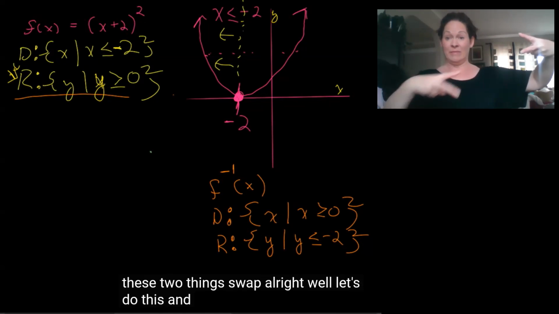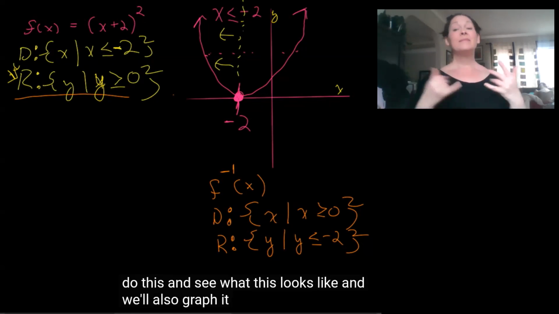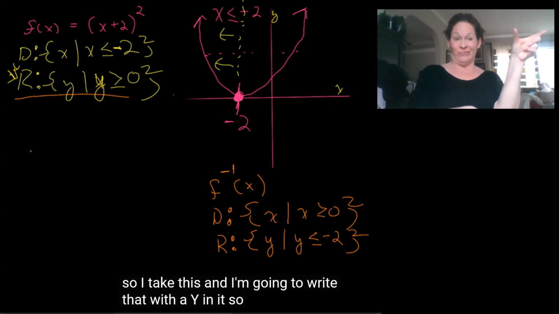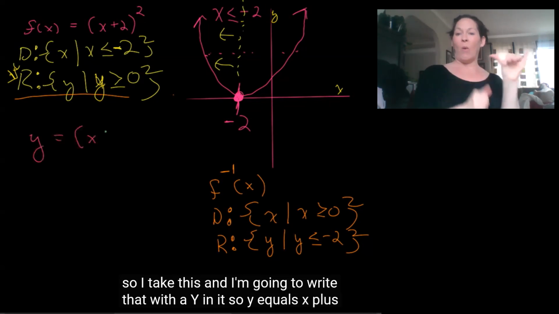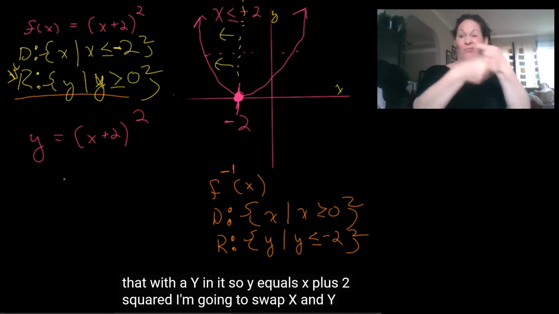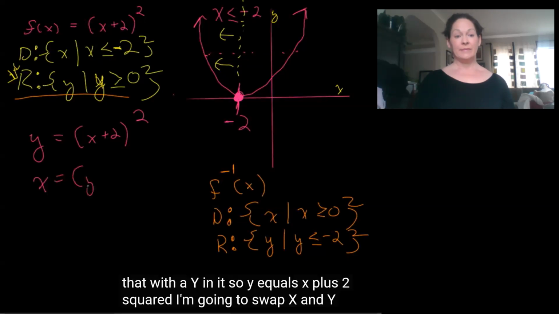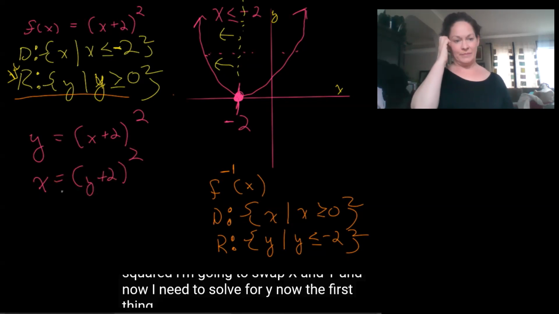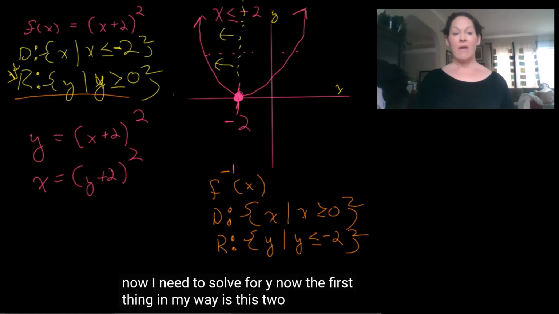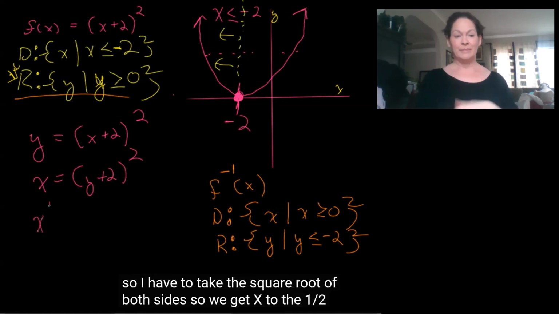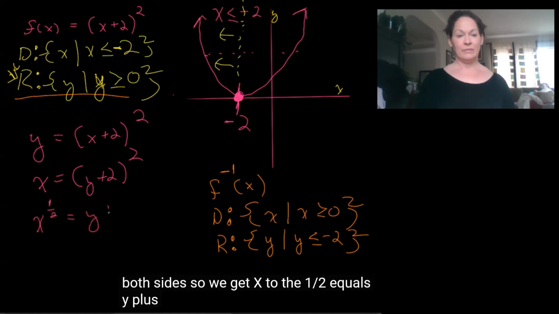All right, well, let's do this and see what this looks like, and we'll also graph it. So I take this, and I'm going to write that with a y in it. So y equals x plus 2 squared. I'm going to swap x and y. And now I need to solve for y. Now the first thing in my way is this 2. So I have to take the square root of both sides. So I'll get x to the 1/2 equals y plus 2.